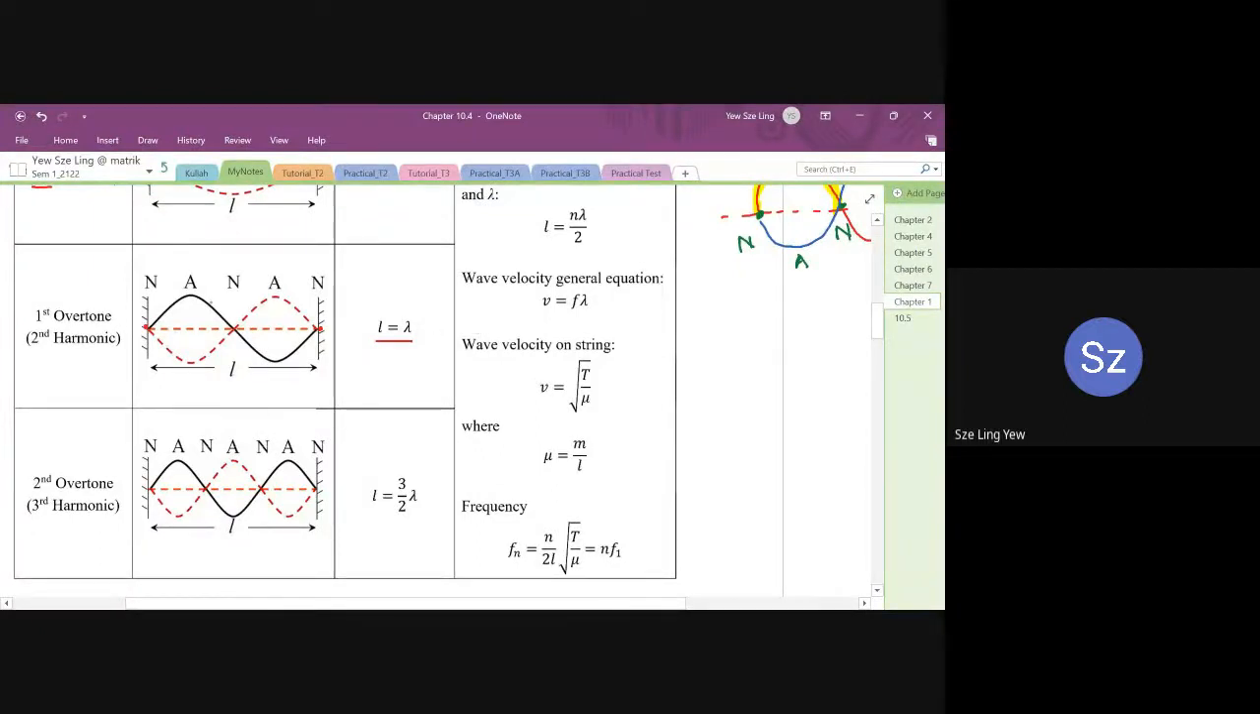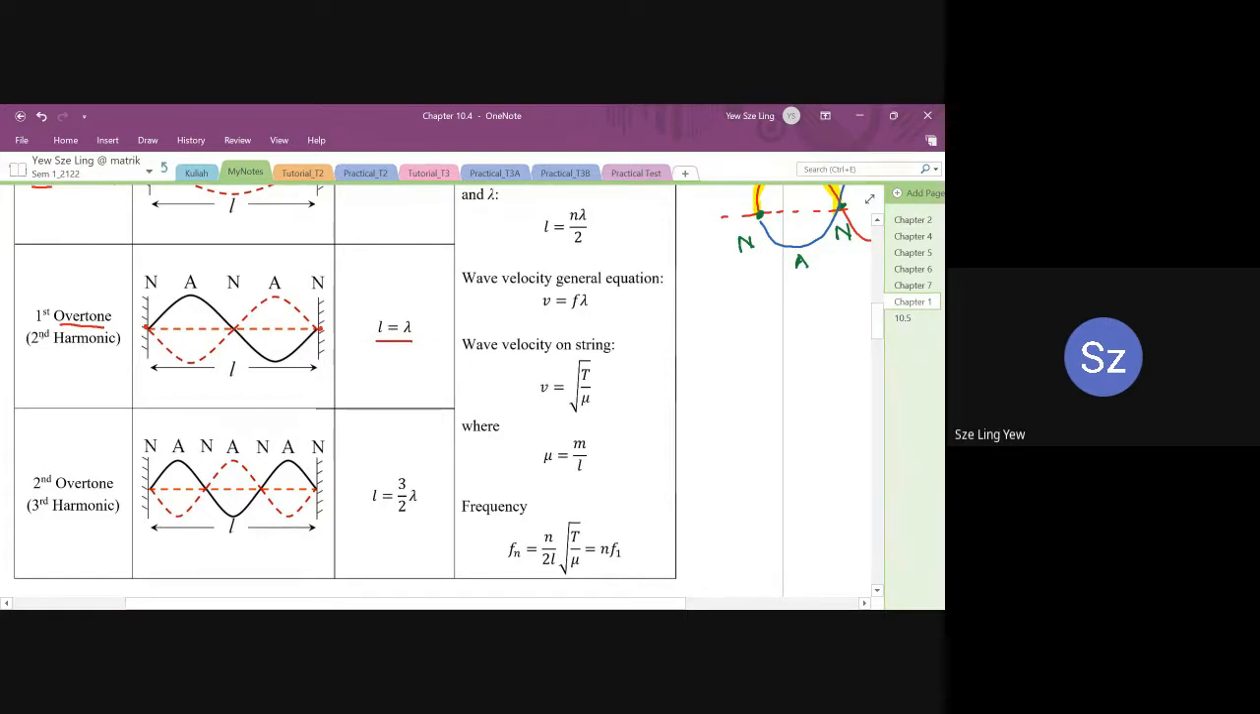Because now you have one complete cycle in between two fixed ends. So in this case, we call it the first overtone, or the second harmonic. It is the resonant frequency above your fundamental frequency. That's why we call it an overtone. So this is your second resonant frequency. That's why we call it the first overtone or second harmonic.